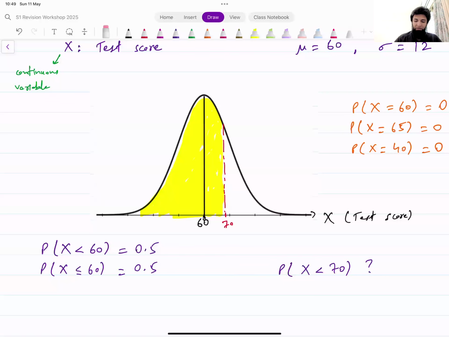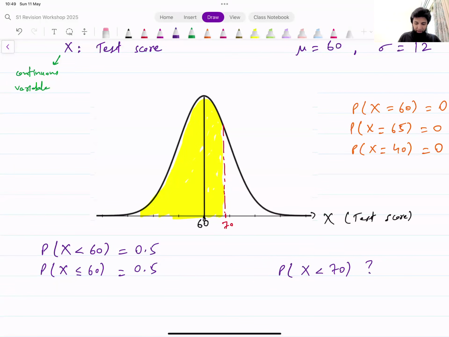How to find, for example, probability of x less than 70. We'll talk about that in a minute. But in normal distribution, you need to understand less than something or less than equal to something, they're both the same thing. Greater than or greater than equal to something, they're both the same thing. Equal to does not make any difference. Equal to does not make any difference in normal distribution.